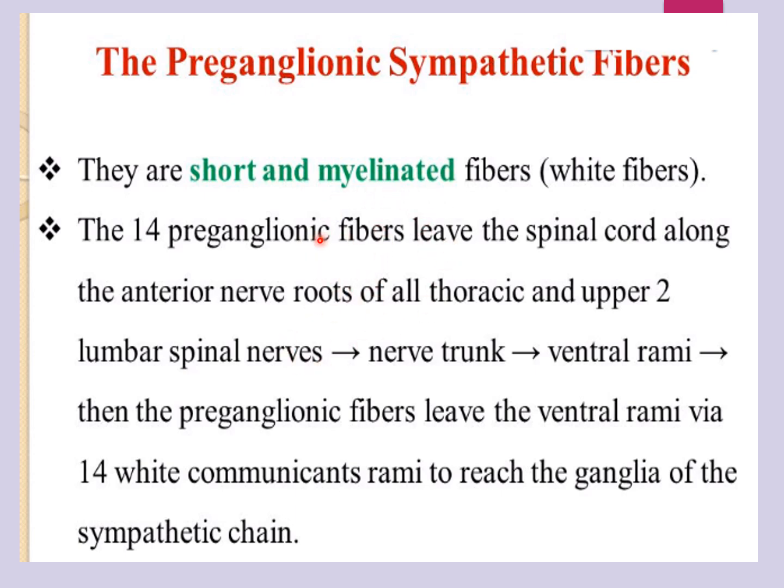Their axons leave the spinal cord through the anterior nerve root to enter the corresponding spinal nerve. Now after a short course through the ventral primary rami, these fibers pass into the white rami communicantes and reach the sympathetic ganglia. I will tell you what the white rami communicantes are in the next slide. So these preganglionic fibers leaving the spinal cord through the spinal nerves T1 to L2 or L3 collectively form the thoracolumbar outflow.